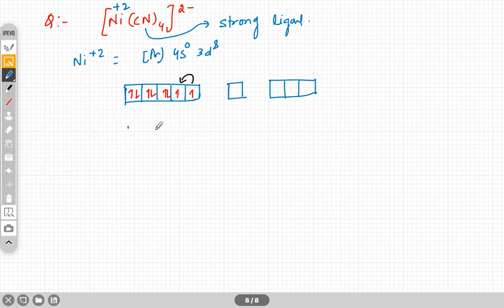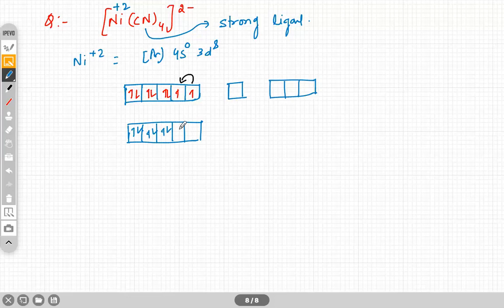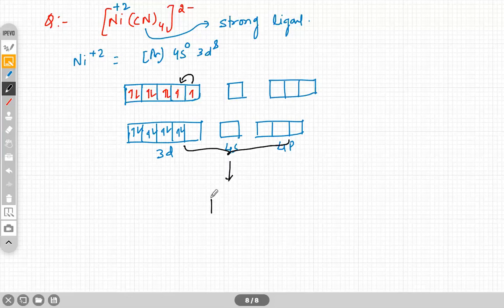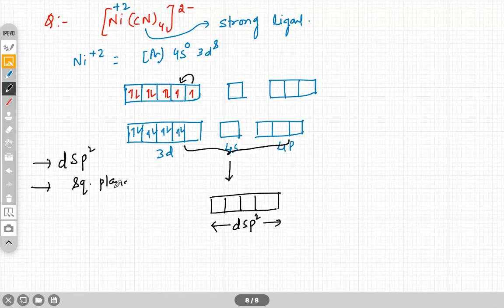One, two, three, four. Each of these orbitals will have two electrons. One orbital is vacant, 4s, and it is 4p. So it is 3d, 4s and 4p. So one 3d orbital, 4s and two 4p orbitals here. So this goes under hybridization and it forms 1, 2, 3, 4 dsp2 hybrid orbitals. So hybridization is dsp2. Geometry is square planar. Magnetic property is diamagnetic.